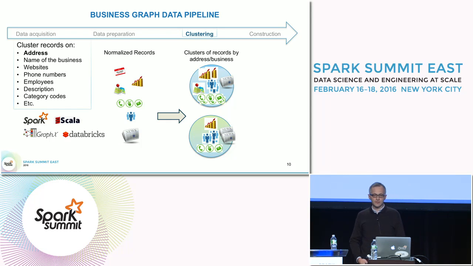The following step for us is to group clusters based on similar attributes, including address, name of the business, and a variety of other dimensions, such as website, phone number, and so on. To the left, we can see the normalized records used as input, and to the right, clusters of records grouped by address and business similarity. There we use GraphX in addition to Spark and Scala, along with in-house libraries to do things, for instance, like name matching, working on syntax and semantic level, given a lot of what we do is really matching records together.